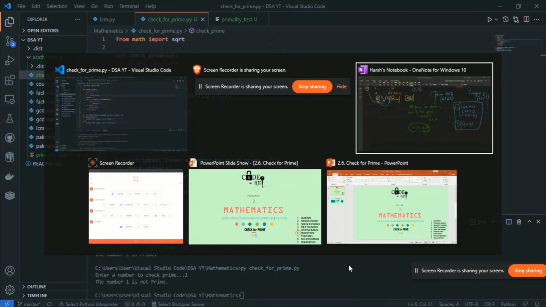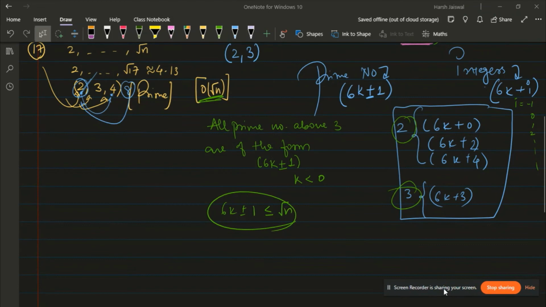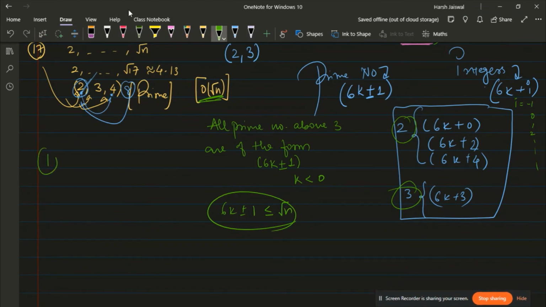Okay, let's move forward. So where was I? Yes, this is it. So now let us code, right? The first thing that we're going to do for this algorithm is check whether our number is divisible by 2 or 3. If it is not divisible, then we go to the second step, going through all the numbers in this range. I'm going to write the program first, and then I will explain it by dry running that program, and then you will be able to understand it very easily, right? So let's go to the editor.